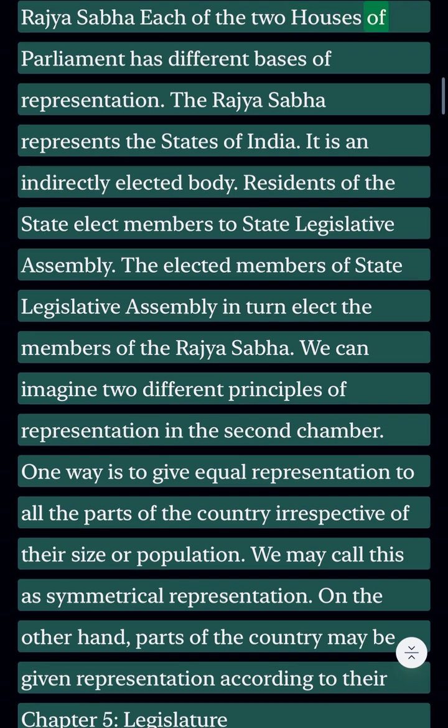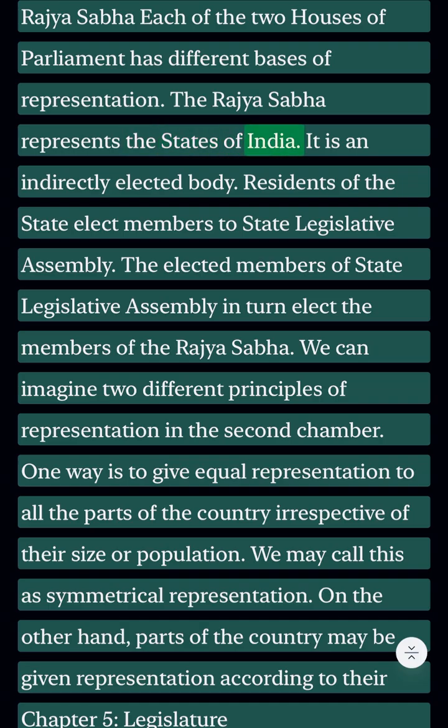Each of the 2 houses of Parliament has different bases of representation. The Rajya Sabha represents the states of India. It is an indirectly elected body. Residents of the state elect members to the State Legislative Assembly. The elected members of the State Legislative Assembly in turn elect the members of the Rajya Sabha.